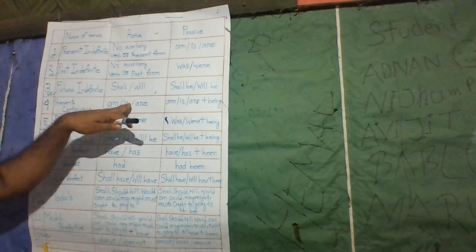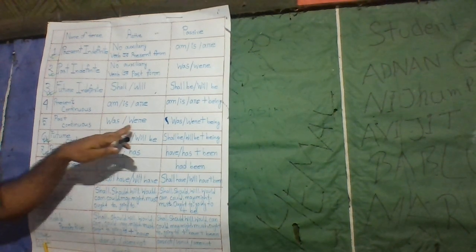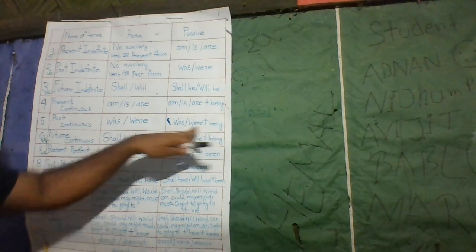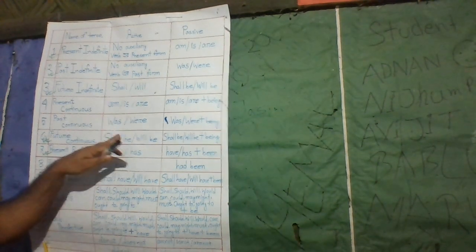Present continuous. Am, is, are there in the active sentence. And to make it passive, you have to add being: am being, is being or are being. Now past continuous. There are auxiliaries in the past continuous, was or were. To make it passive, you have to use extra auxiliary here, being: was being or were being. Then future continuous. In future continuous, there are auxiliaries like shall be or will be. In the passive, you have to add extra being there.